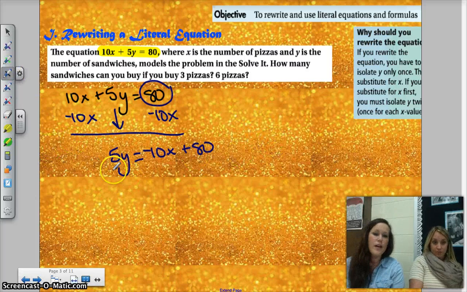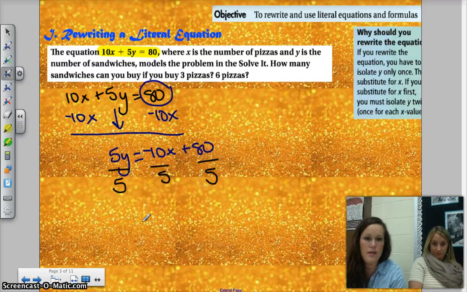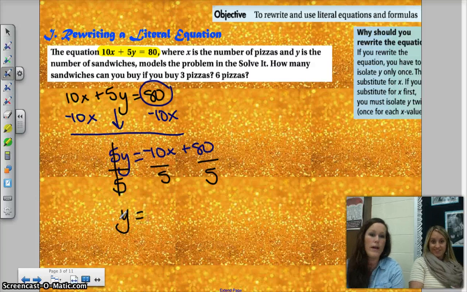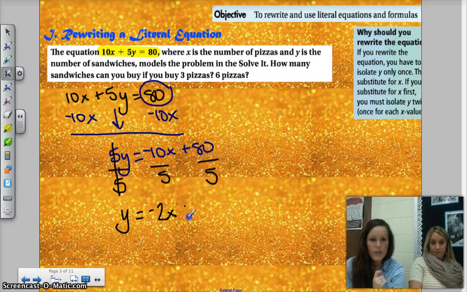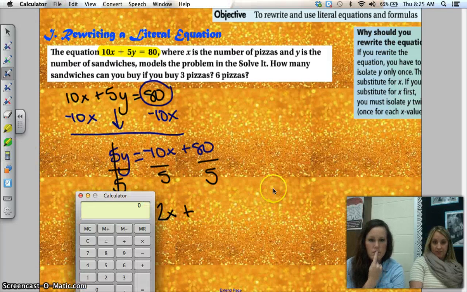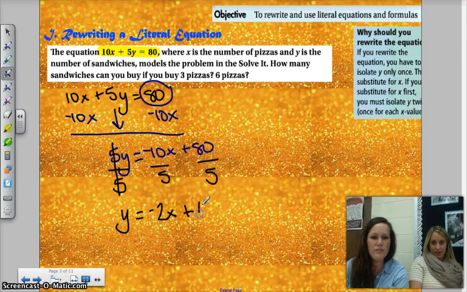Okay, now divide by 5 on everything to get that y by itself. Remember, it's y equals mx plus b, not 5y. So divide that 5 off. Then over here, negative 10x divided by 5 is negative 2x. And then 80 divided by 5 is 16. Okay, now it looks right.